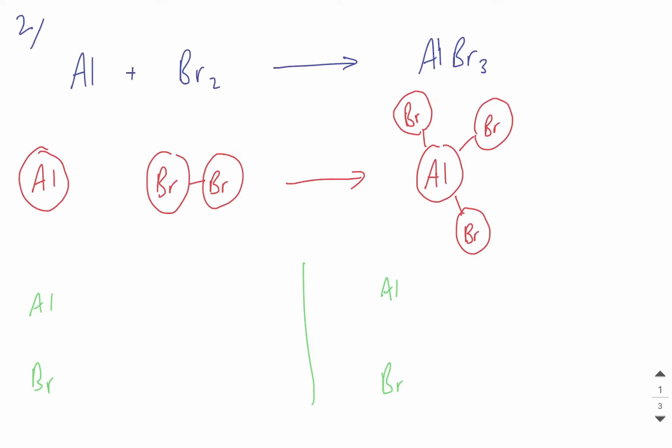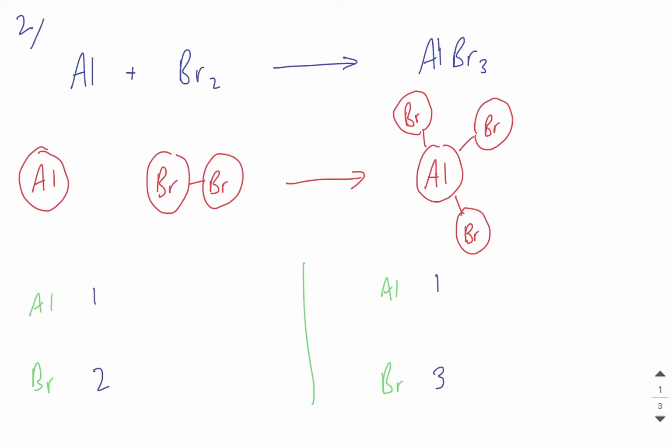So starting off with, we'll do it in blue so it matches the equation. I've got 1 aluminium on the left, 2 bromine on the left, 1 aluminium on the right, 3 bromine on the right. So the aluminiums are balanced. I've got 1 on the left and 1 on the right. That's okay, that's balanced. But the bromines aren't balanced. I've got 2 bromines on the left, but 3 bromines on the right. The tricky thing here is working out how to match those up.